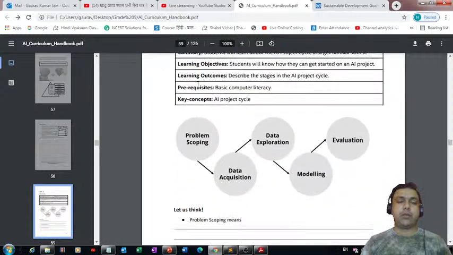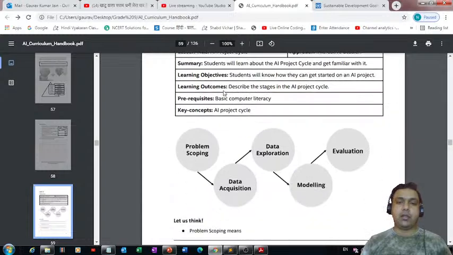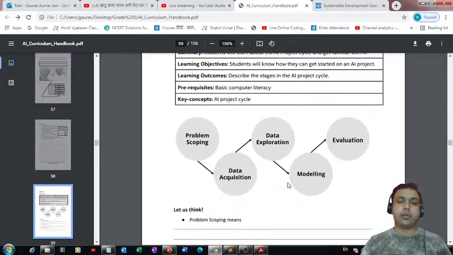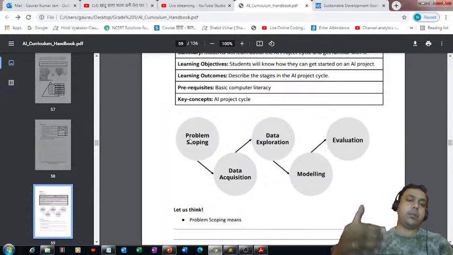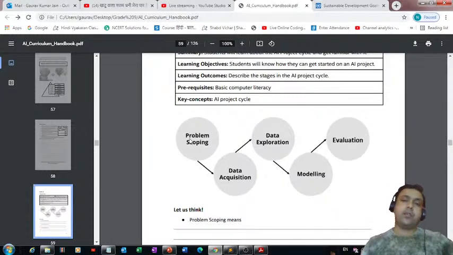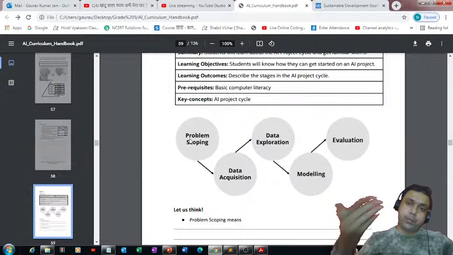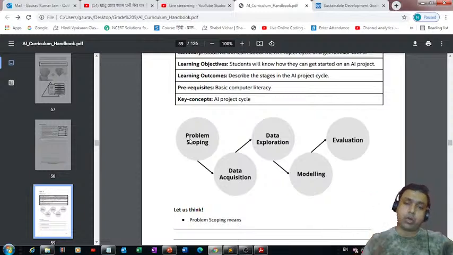Then we have unit 2, which is based on the AI project cycle. You know very well that the AI project cycle has 5 different stages. The first stage is problem scoping, in which the person who is developing an artificially intelligent machine has to scope the problem, to identify the problem which he wants to solve with the help of the artificially intelligent machine he is developing.